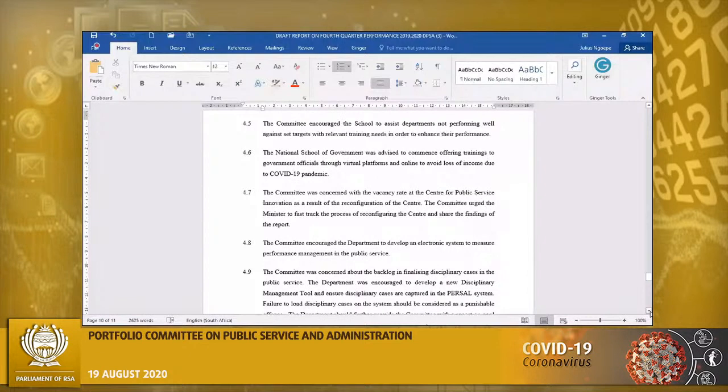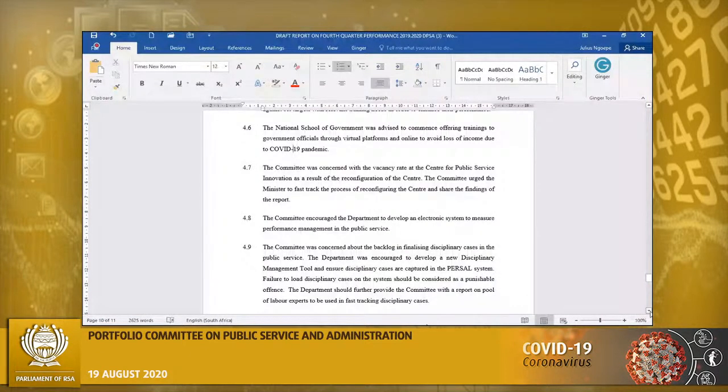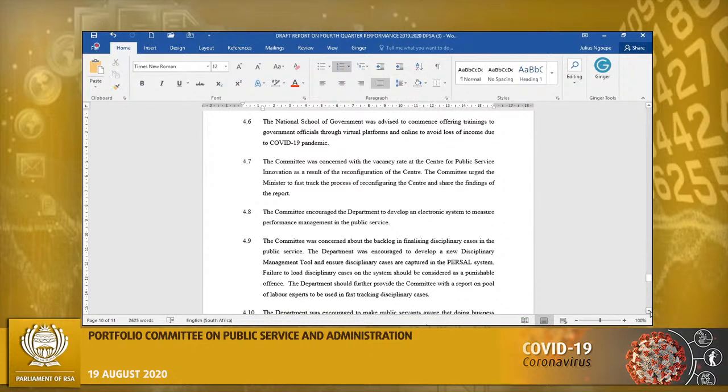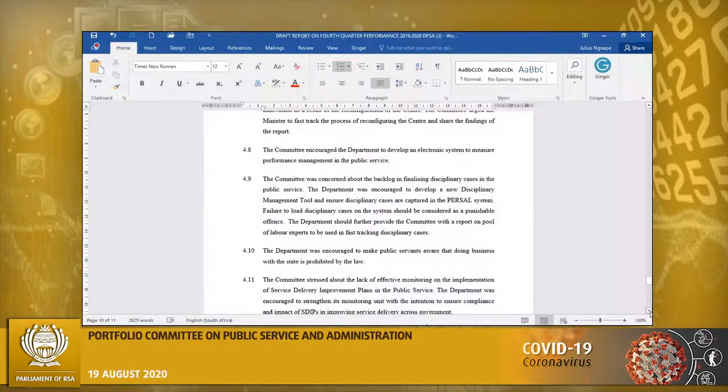And 4.7, the committee was concerned with the vacancy rate at the Center for Public Service Innovation as a result of the reconfiguration of the center. The committee urged the minister to fast-track the process of reconfiguring the center and share the findings of the report. 4.8, the committee encouraged the department to develop an electronic system to measure performance management in the public service.